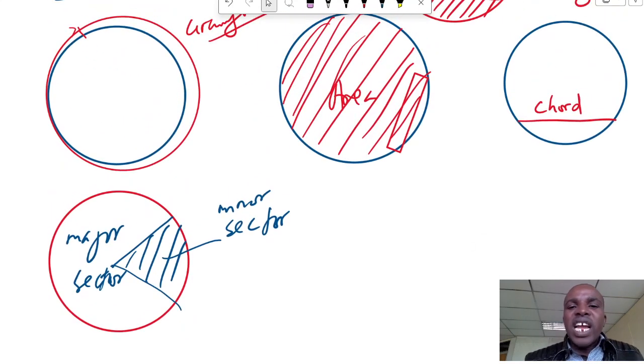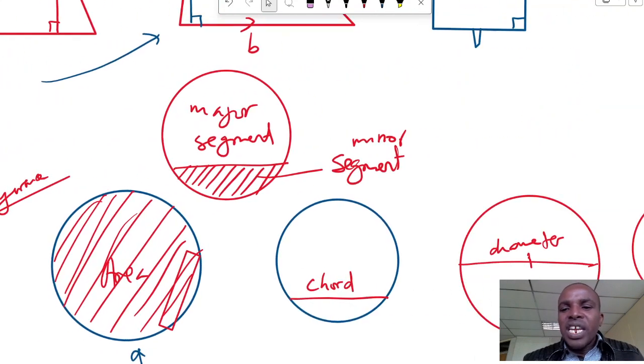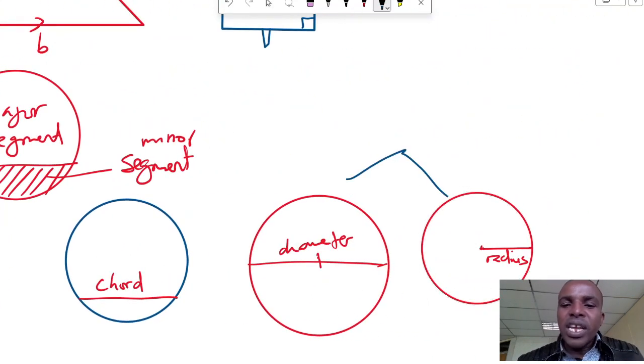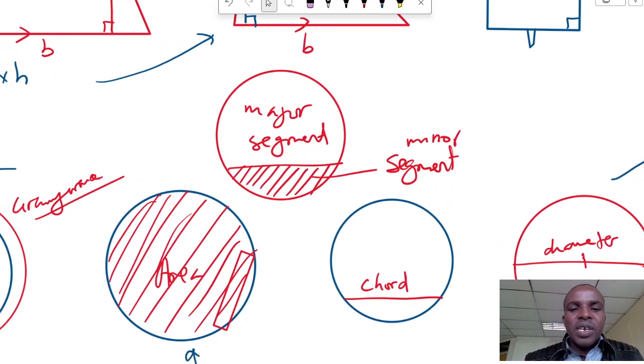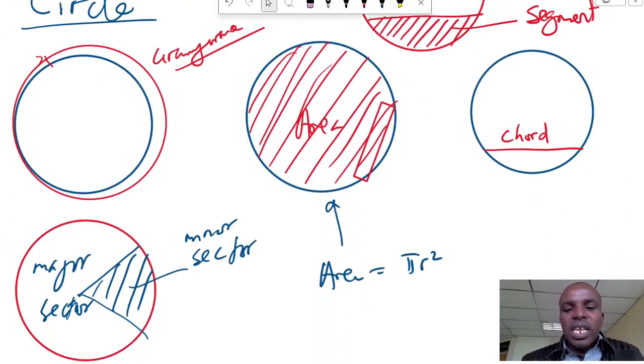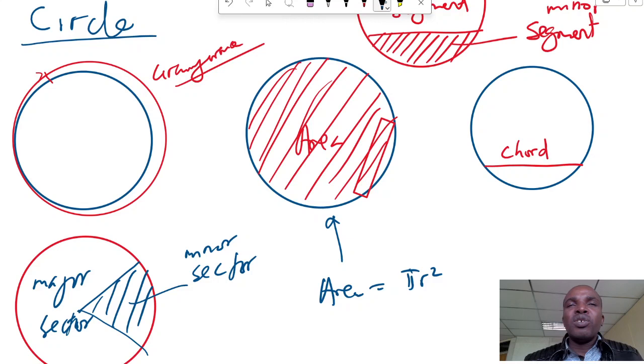So how do you find the area of a circle? Area of a circle is pi r squared, where r is the radius. Please take note of the relationship between diameter and radius. Diameter is actually twice the radius, 2 times radius. Or you can say radius is diameter divided by 2. If I give a diameter, then you have to divide the diameter by 2 to get your radius.